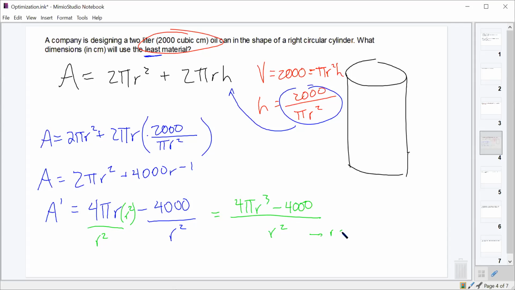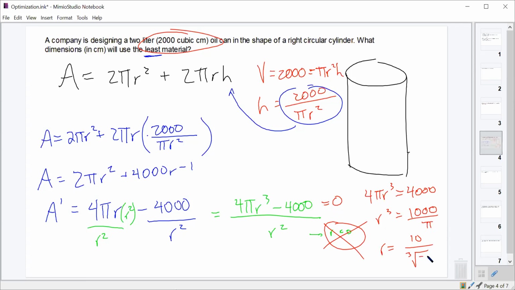Okay. When is this undefined? This is undefined if r equals 0, right? But r equals 0 hopefully doesn't make much sense to us because we're not going to have a cylinder that has a radius of 0, are we? Probably not. So all we really care about then is when is this equal to 0? Well, that'd be if 4 pi r cubed equals 4,000, or if r cubed equals 1,000 over pi, or if r equals 10 over the cube root of pi. Everybody good with that? Any questions on getting to that value?